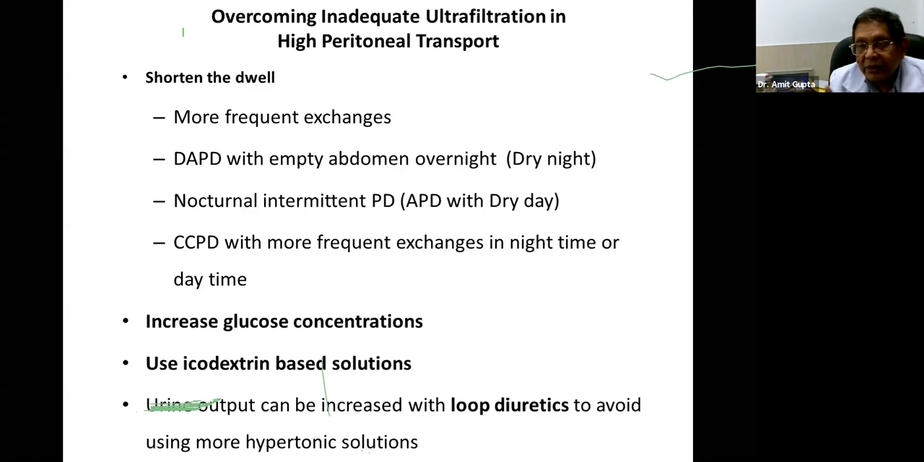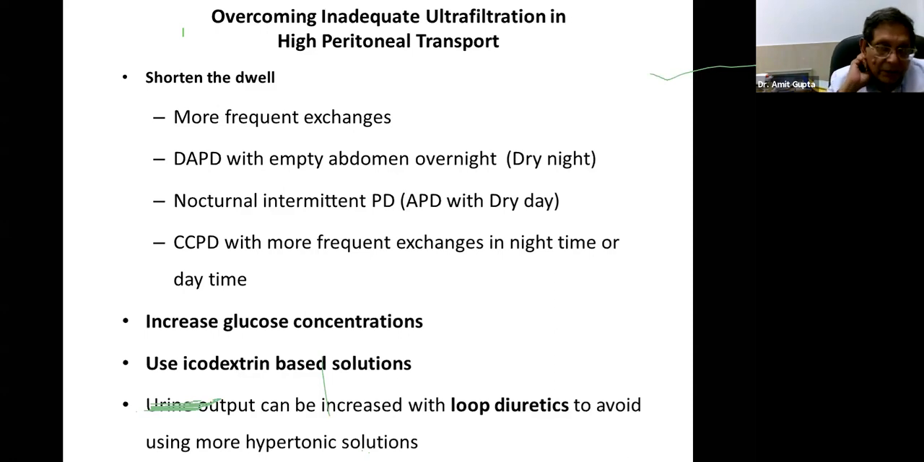And in countries like ours, if the patient has residual renal function, we can use loop diuretics to increase the urine output. And of course, try to avoid more hypertonic solution. So patients can be given diuretics. And would you know how much diuretics can be used in these patients, the dose of diuretics?